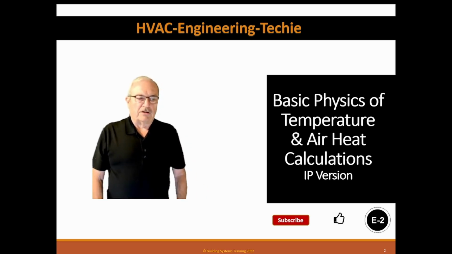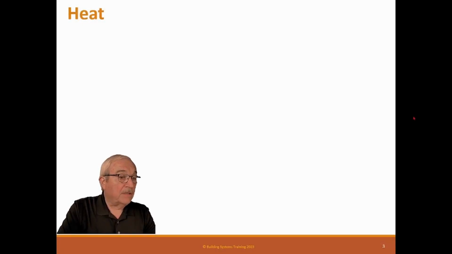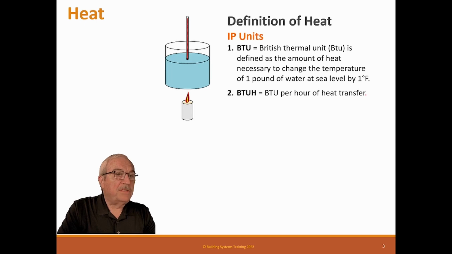Let's get started talking about basic heat and temperature. All right, let's start by talking about basic heat. The definition of heat in the IP units, which is what we use in America, is a BTU, and a British thermal unit is defined as the amount of heat necessary to change the temperature of 1 pound of water by 1 degree Fahrenheit. BTUH is a BTU per hour of heat transfer. So basically, BTU is heating up a pound of water, and if you do it by 1 degree, that is 1 BTU.